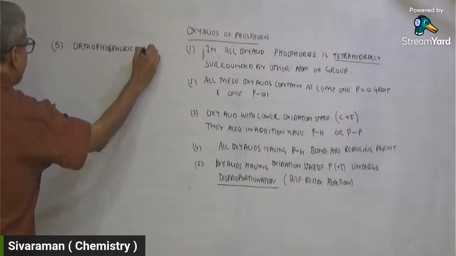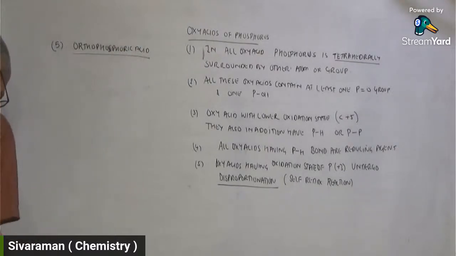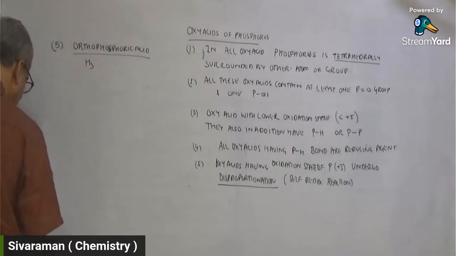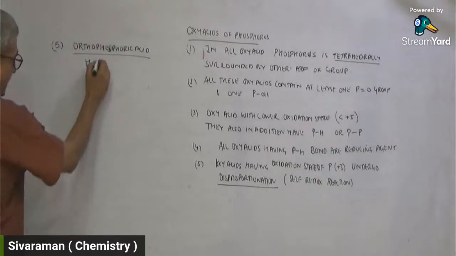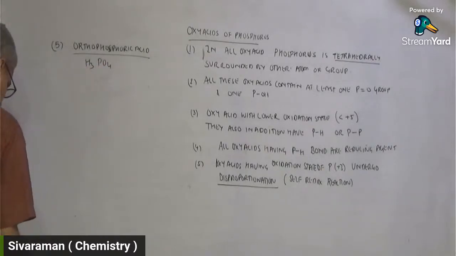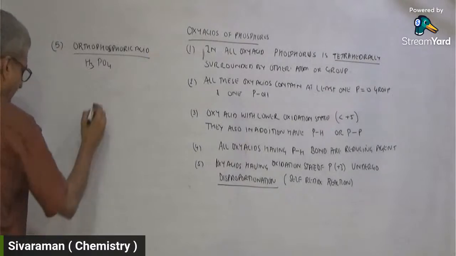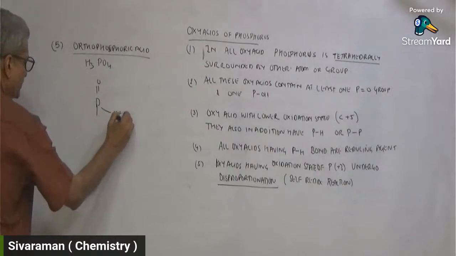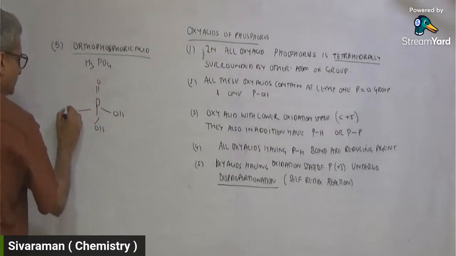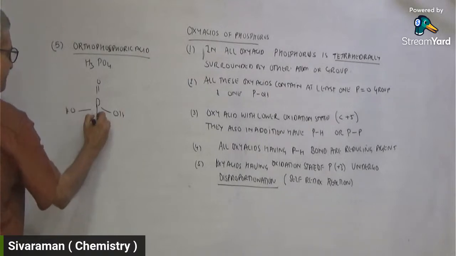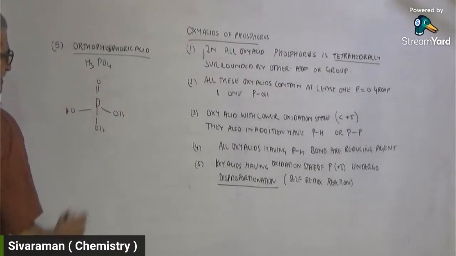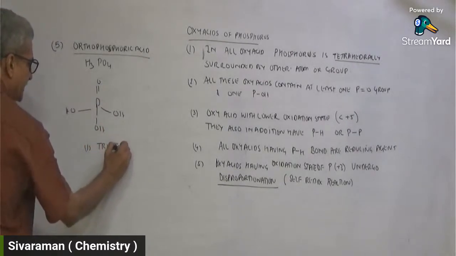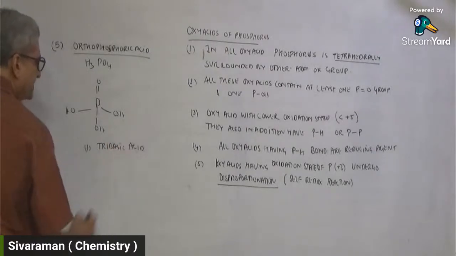Orthophosphoric acid. Now, what is orthophosphoric acid? It is H3PO4. This is something which we come across in our day-to-day life. Now, if I talk about the structure, it is P double bond O, OH, OH, OH. It's tetrahedrally joined. So there are three OH groups. First and foremost, it's a tribasic acid.